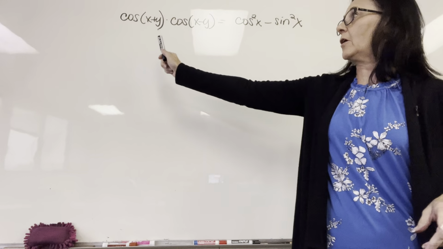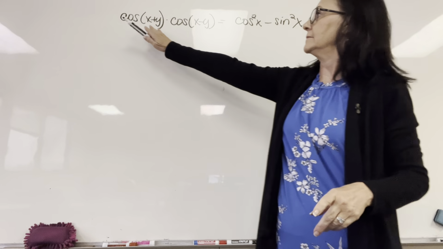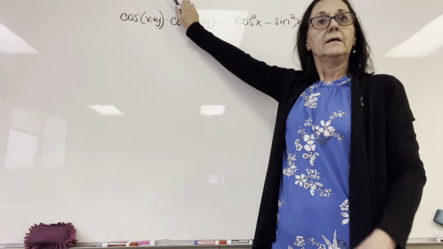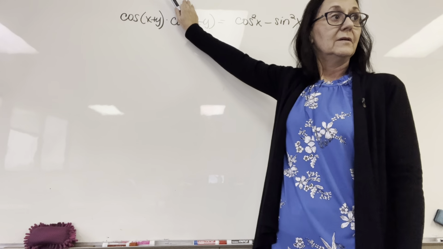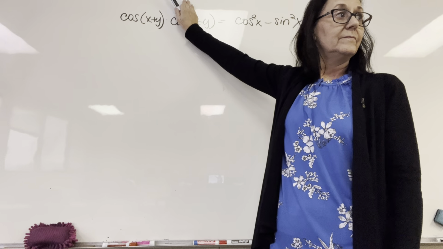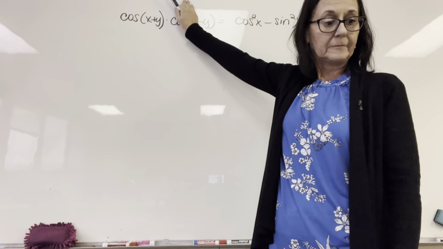Okay, I would work on the left-hand side. What does this look like? What does that first term look like? Cosine of the sum of angles. Should you change it to the product? Or would that just be more?